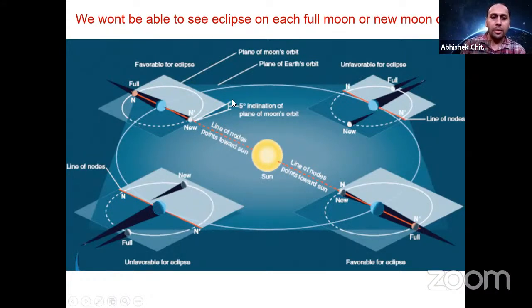Unlike these two cases, in this case, the tilt is arranged in such a way that the shadow is exactly falling on the earth over here, and this is where you will observe a solar eclipse. And in this case, when the moon reaches the other side, the shadow of earth is falling exactly on the moon, or you can say the moon is passing through the shadow of earth, so this is nothing but a lunar eclipse.